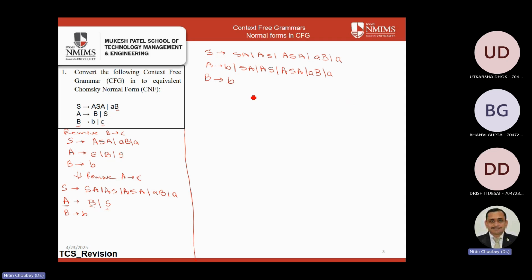Next step is looking for useless productions. Do we have any useless productions available here? The answer is no, because S generates A, S generates SA, and S generates A and A generates b. So this is useful, this is useful, this is useful. All are useful. So this is our equivalent simplified grammar. Now our task is to convert it into Chomsky normal form. So this is our step 1, that is simplification of grammar.